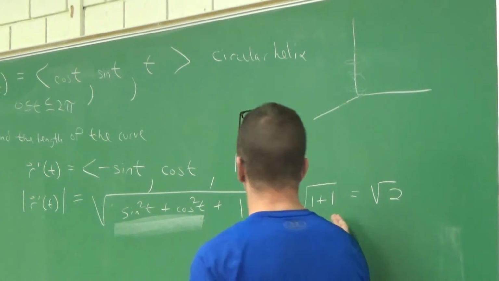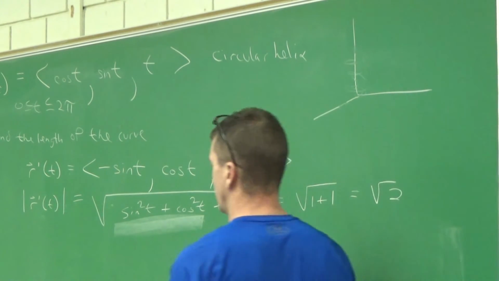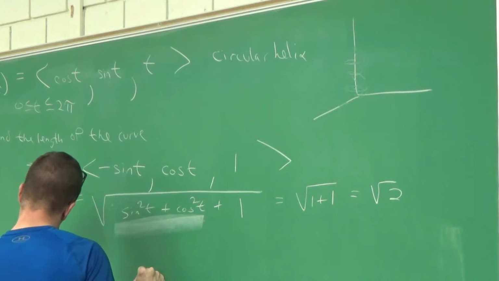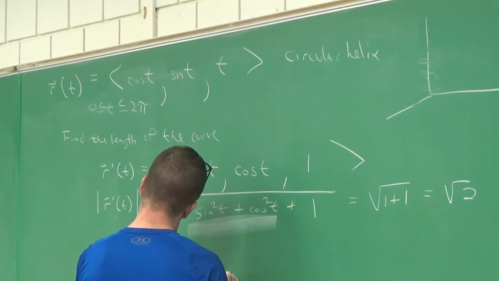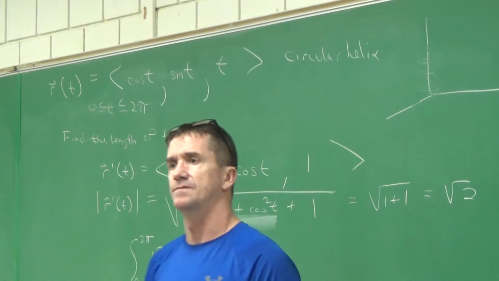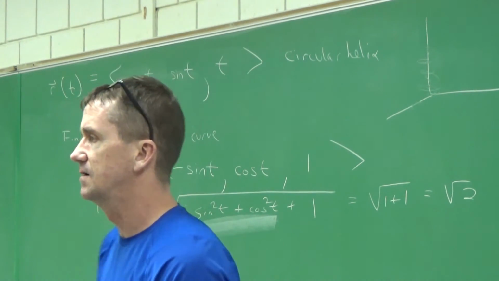Oh, so now this problem got really, really nice. I'm going to put this now in the integral, from 0 to 2 pi, square root of 2 dt. This will be the length of the curve. Easy integral for us to solve there.